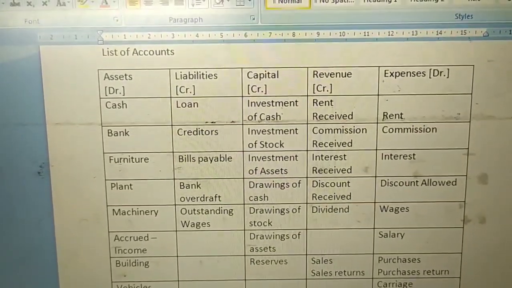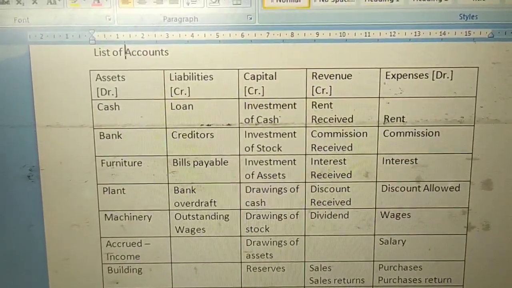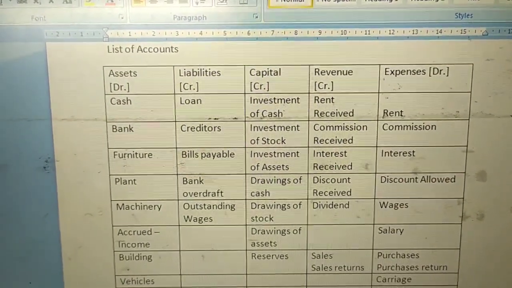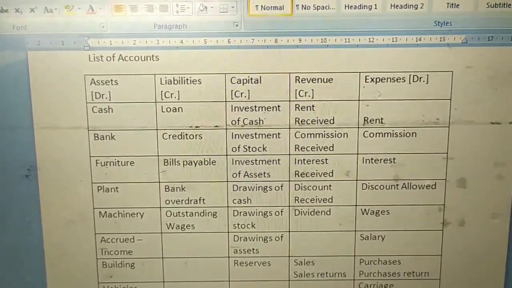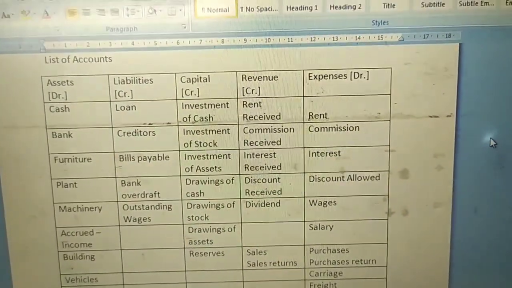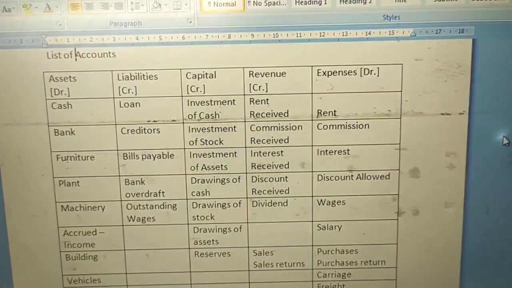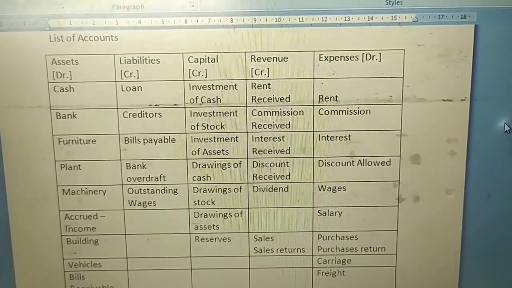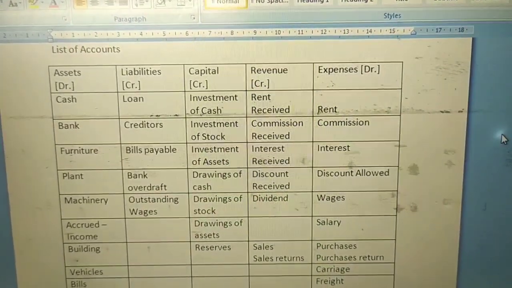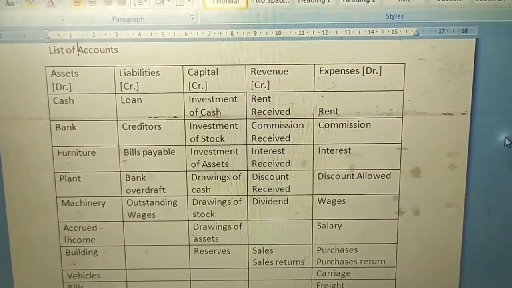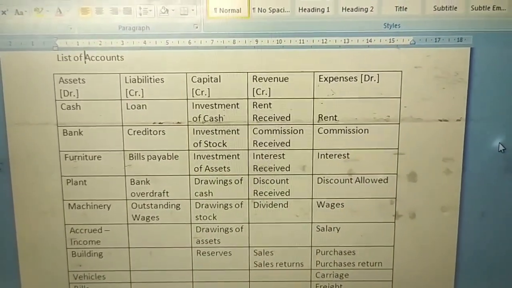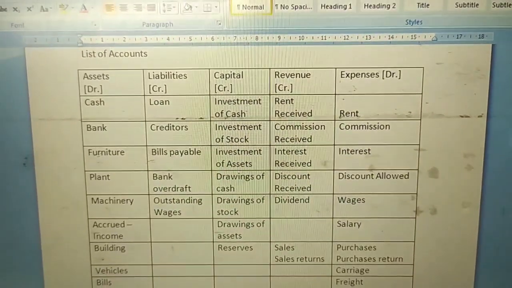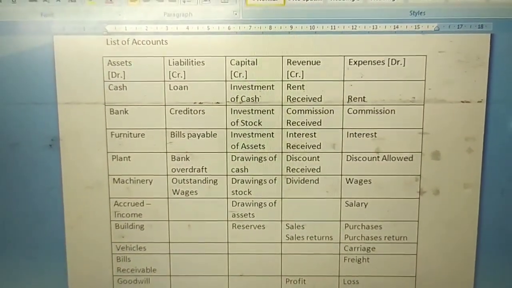And sales return is reducing the revenue because some of the buyers of ours are returning the goods. That is sales return. Then expenses: rent, commission, interest, discount allowed, wages, salary, purchase return will reduce. Now we all know what rent means, commission means, interest means. When we sell the goods and we want some less money, that is called discount allowed. Wages is given to the workers, salary is given to the office workers, purchase return.